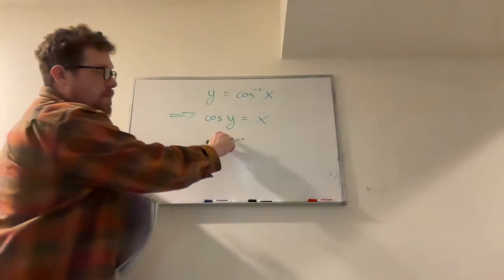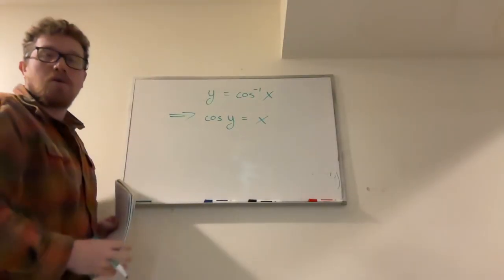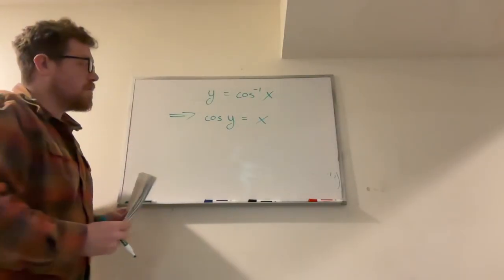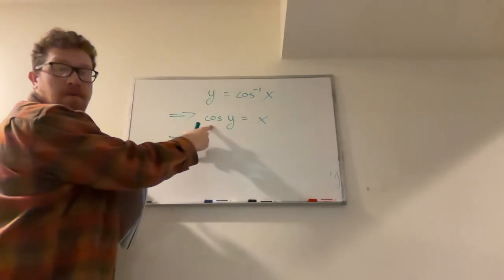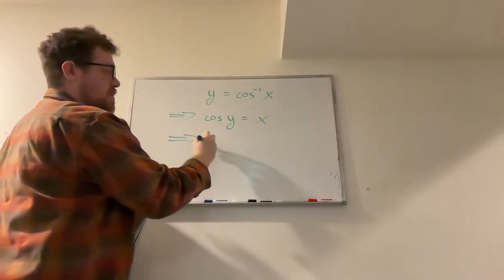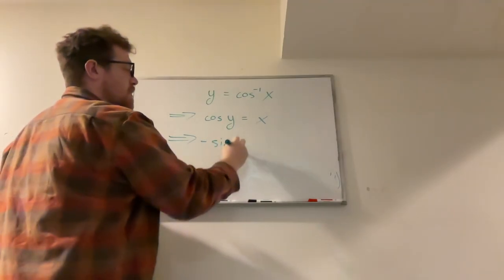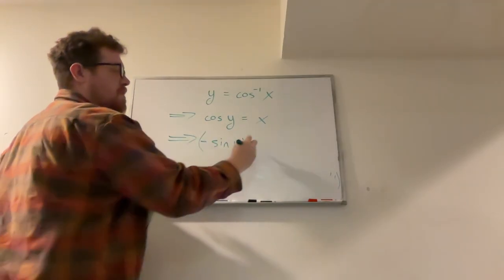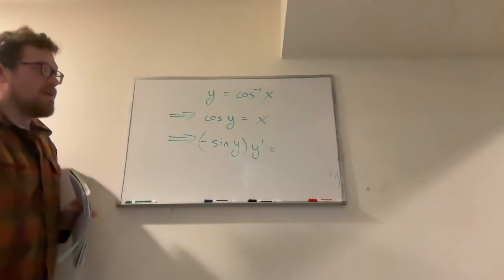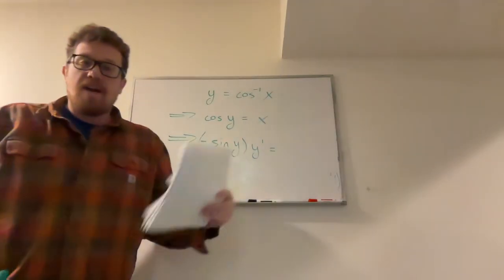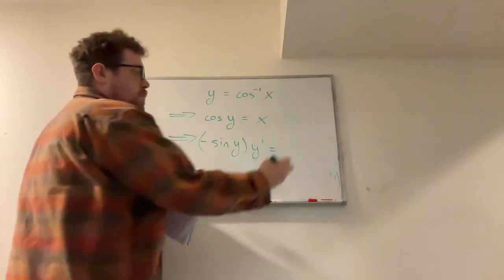Then I can take the derivative of both sides using our normal derivative rules and the chain rule. So cosine of y, the derivative of cosine is negative sine, so this is negative sine of y, and then because it's chain rule, I need to multiply by y prime, the derivative of the inside. And then on the right-hand side, we get the derivative of x is just 1.